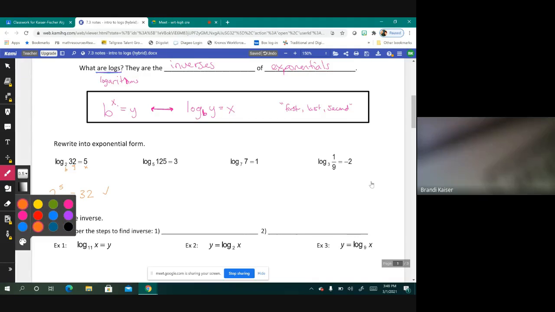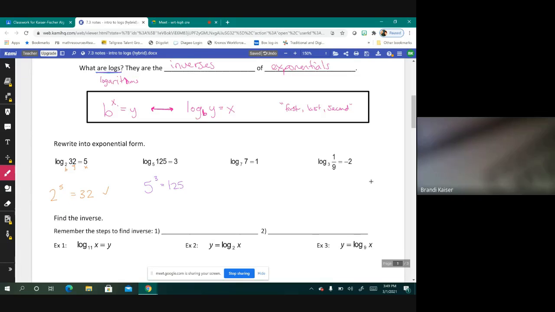Okay, I would highly recommend trying the other ones, and pausing and taking a second to work on them, see if you can rewrite them in the right order. But if you're ready to go, here they are. So I have log base 5 of 125 equals 3. So my base number would be the 5. My exponent would be the 3, and that would equal 125, which is true. 5 to the 3rd power is 125, so that is all in the right order.